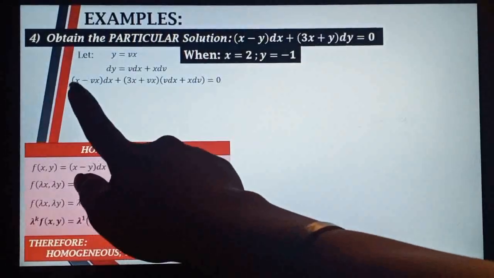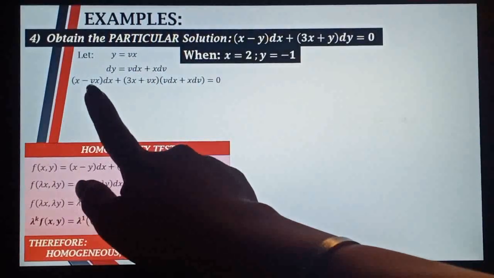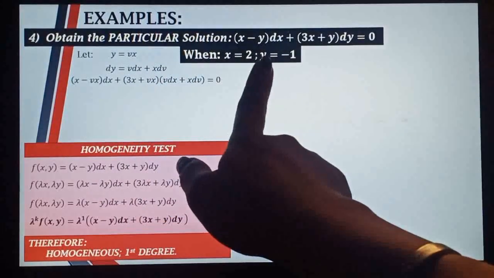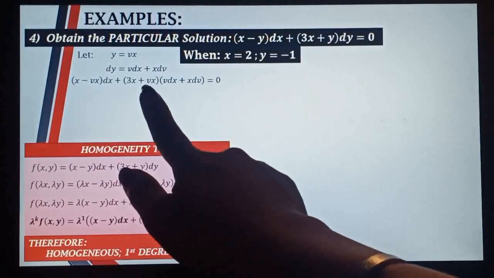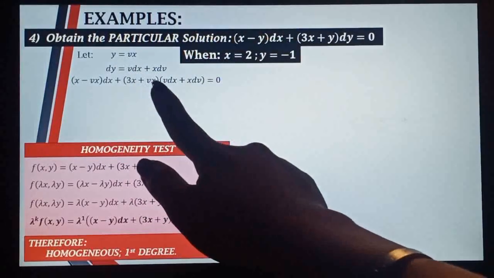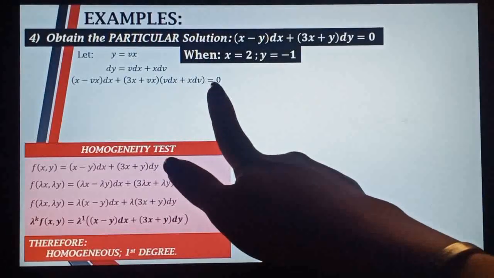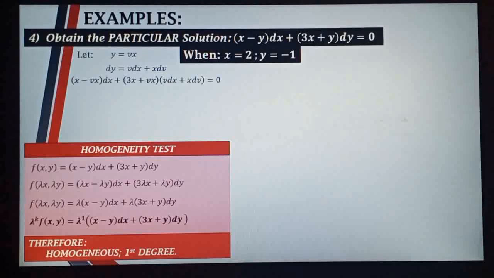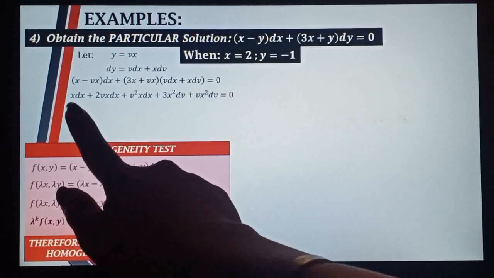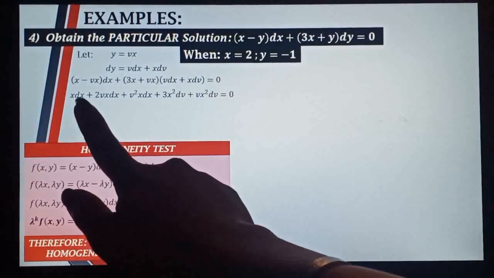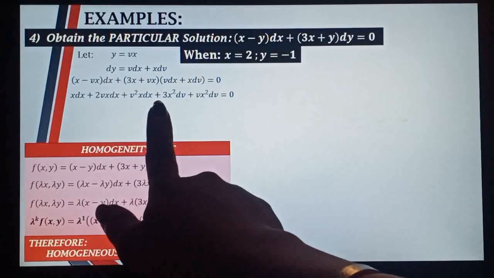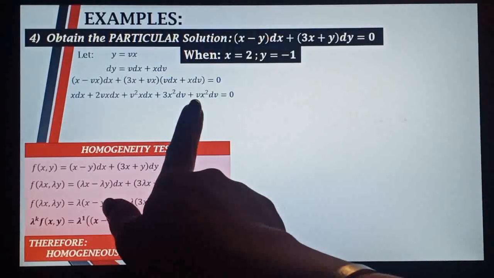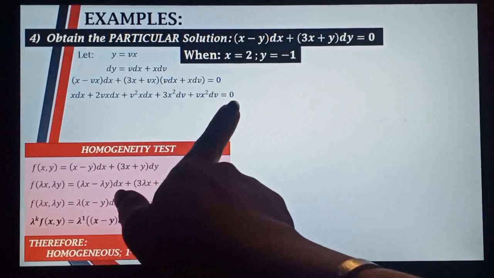So, you will have (x minus y), which is vx, multiplied to dx, plus (3x plus y), which is vx. Then your dy is v dx plus x dv, equated to 0. Then, simplifying by distributing each term, you will have 2vx dx plus v squared x dx plus 3x squared dv plus vx squared dv equated to 0.